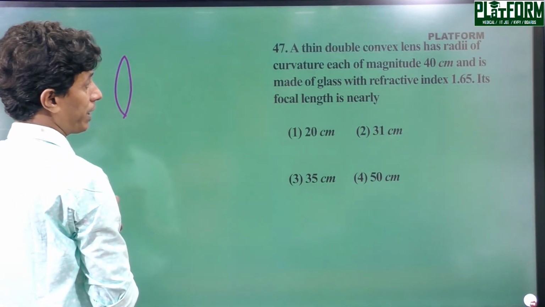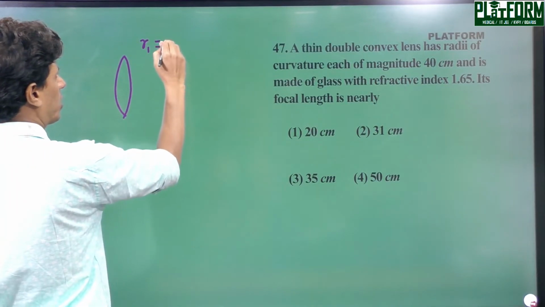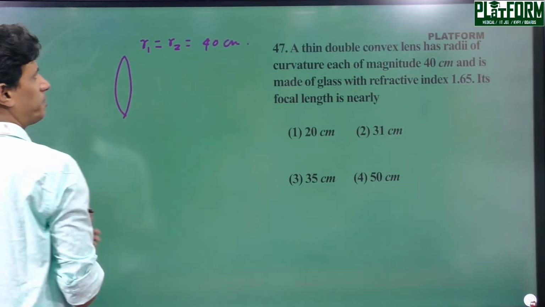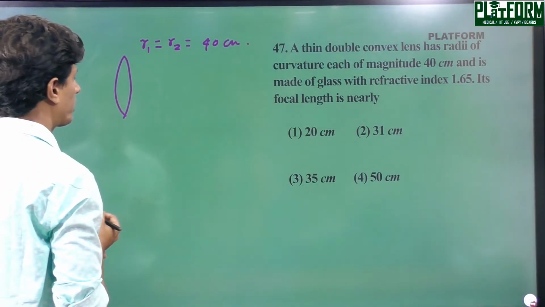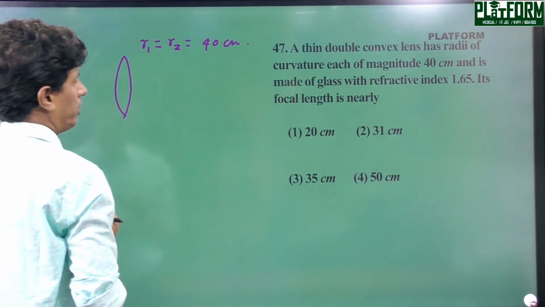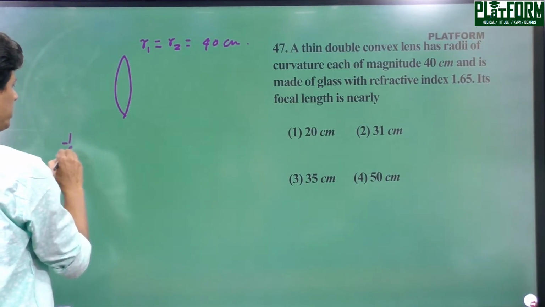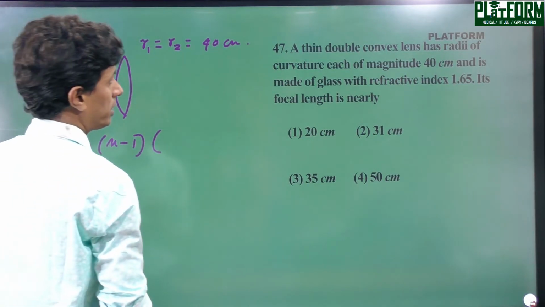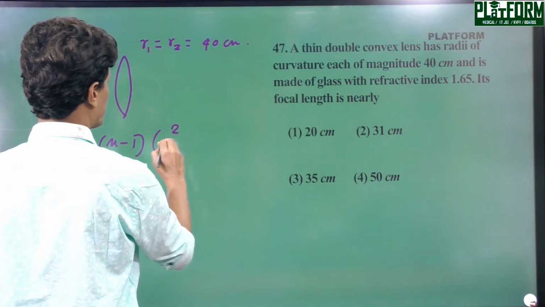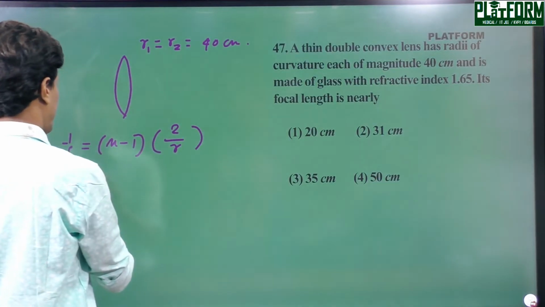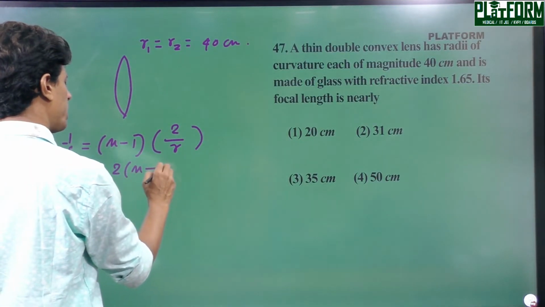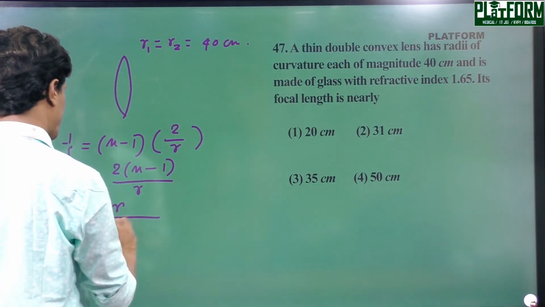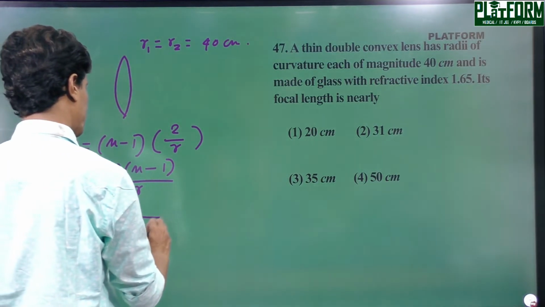Radius of curvature, each of magnitude 40 cm. So R1 = R2 = 40 cm. The focal length for a thin double convex lens, where the radius of curvature is equal, is f = R by 2(mu minus 1).